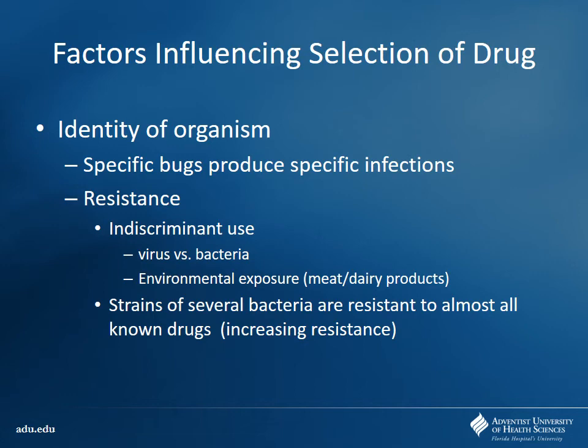Certainly resistance is going to be a big issue. Obviously, anyone that comes in with a cold, you don't want to prescribe antibiotics because it's most likely a virus. You don't want to do that, right? I always hate that. And certainly environmental exposures can be a big source for resistant bacteria. A lot of antibiotics get given to animals in order to keep them healthy, and we get exposed to a lot of those bacteria that are resistant as well, so that can be a big source. And then you can definitely have strains of different bacteria that are resistant to almost all known drugs. And those are these super bugs we'll talk about.